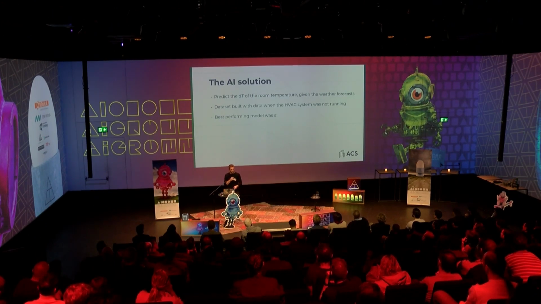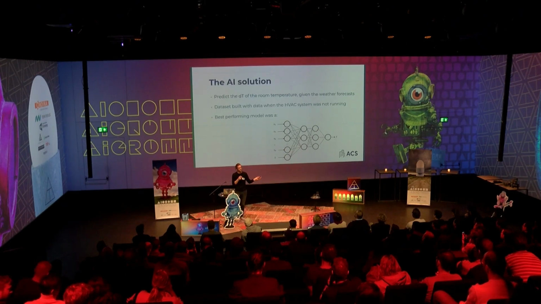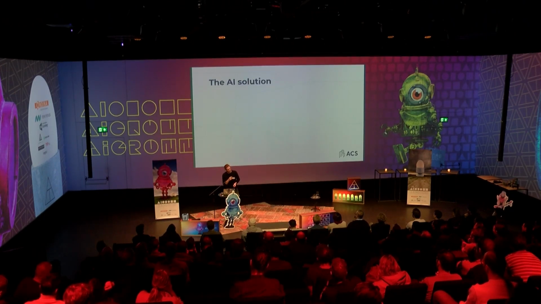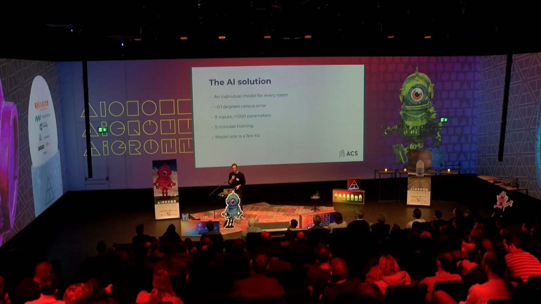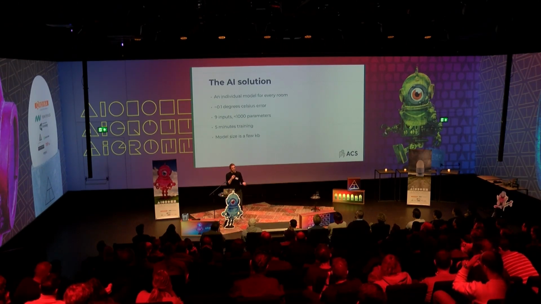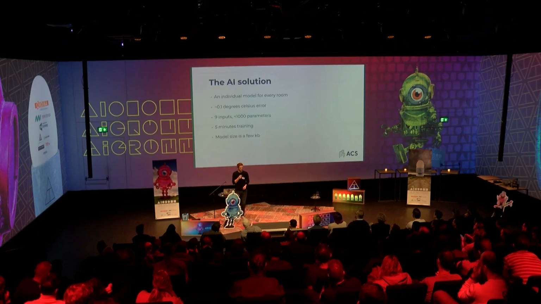And the best performing model was a multi-layer perceptron. It was very simple, it was the best by far. We tried linear regression, just all the standard stuff, you guys know it. So this is how it looked, and a bit more information about it. We create an individual model for every room. This is something that I want to stress, because we don't have metadata about the room. We don't know how big it is, we don't know how well it is isolated, and we can collect this data, but this is very costly, so it's easier to create an individual model for every room.